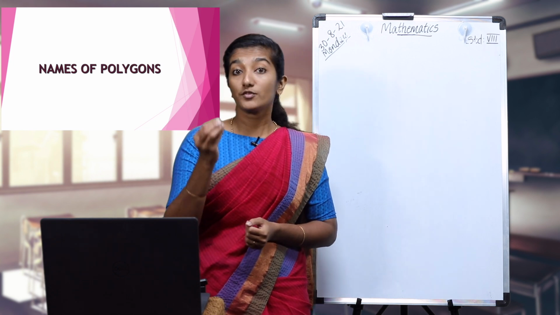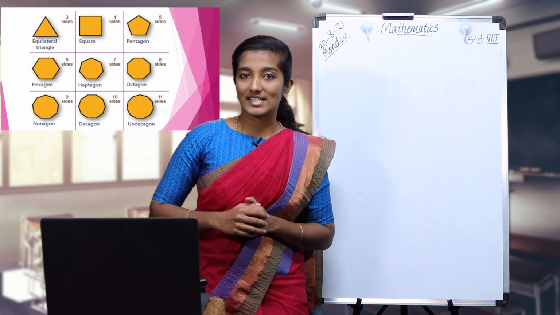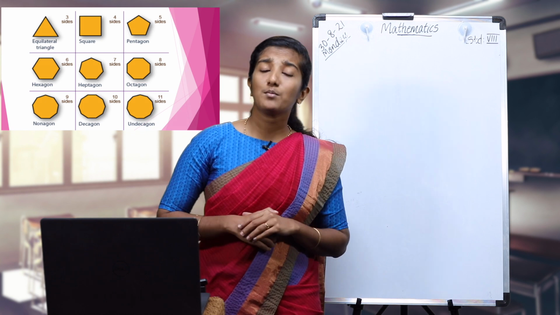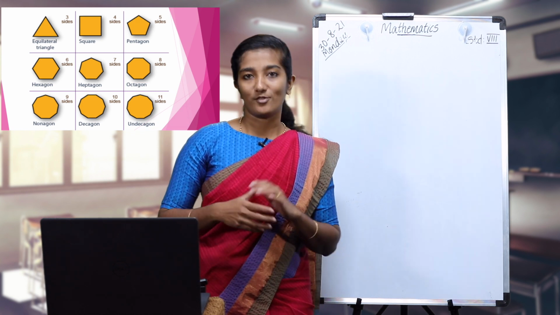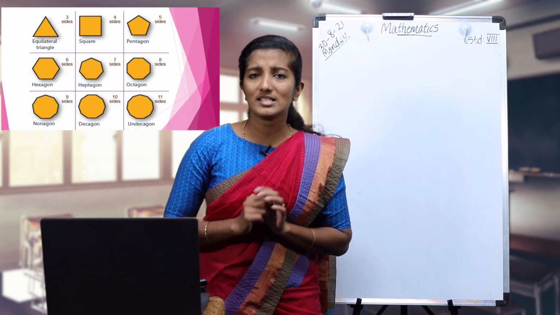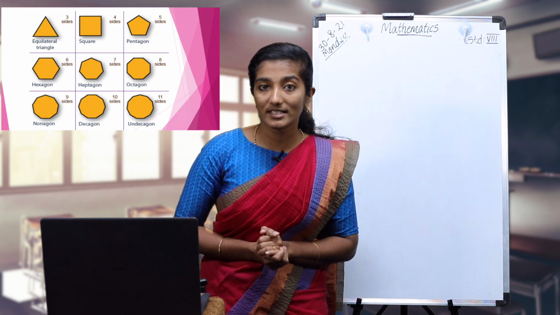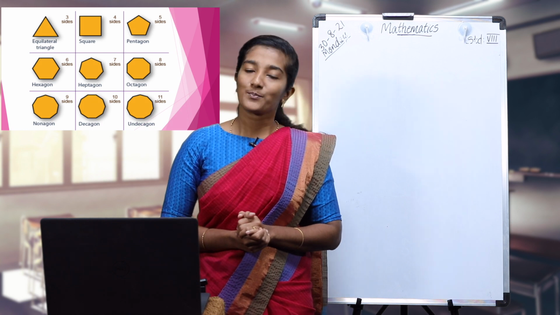We have already studied about polygons, names of the polygons using their number of sides. Then what is the name of a three-sided polygon? Very good, it is a triangle. Okay, then what is the name of a four-sided polygon? It is quadrilateral. Very good. Then can anyone say what is the name of a five-sided polygon? Very good, it is pentagon.